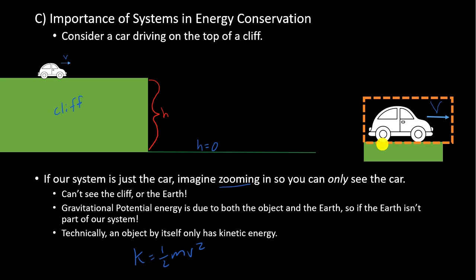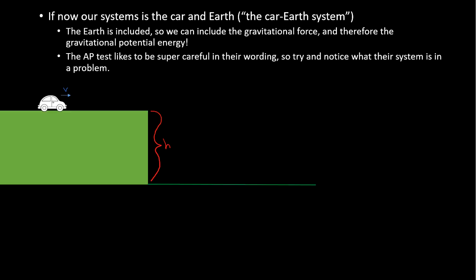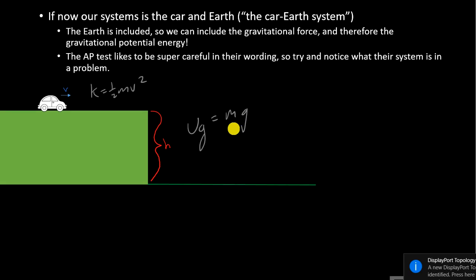Now, let's say our system is the car and the Earth, and they might phrase this as use the car-Earth system. Well, now the Earth is being included. So we should include the gravitational force. Now I see this whole thing. I'm zoomed out again. And now there is gravitational potential. There's the kinetic energy of the car, 1/2 mv squared, and there's the gravitational potential, m times g times h.